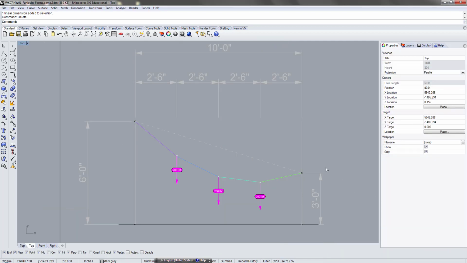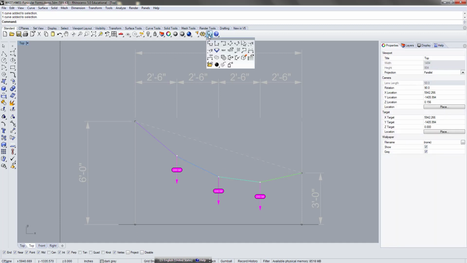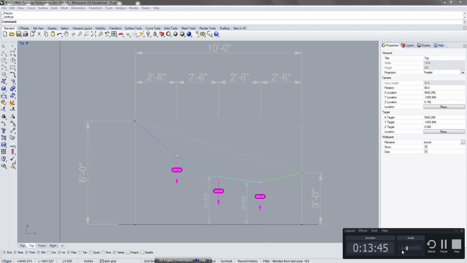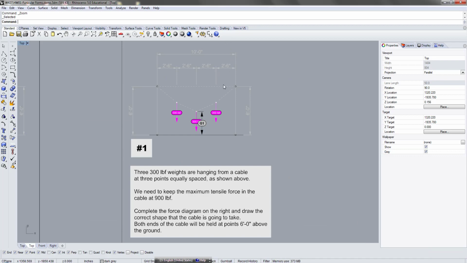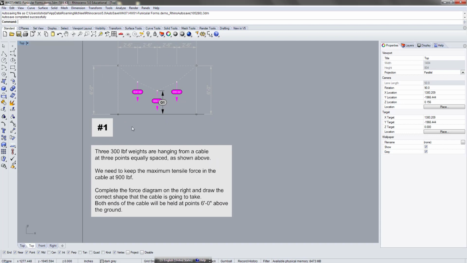So again, if I map the funicular curve back into this drawing, this would be the shape that the cable is going to take, and the dimension from the bottom would be whatever that is, right, for these two points.